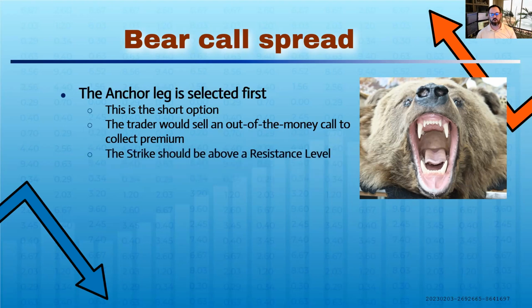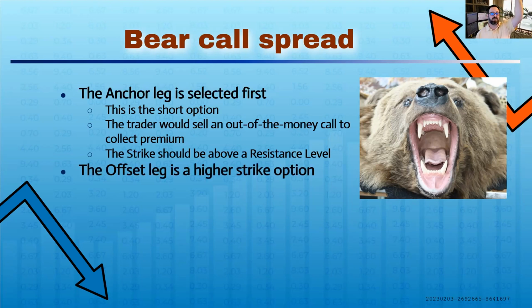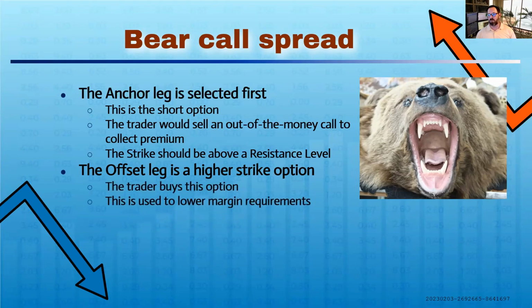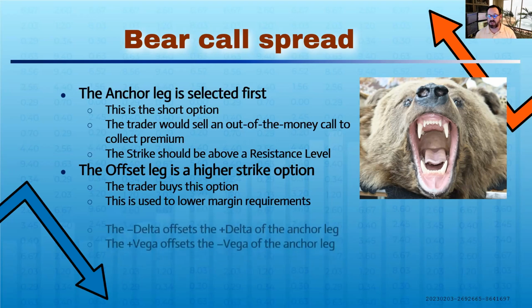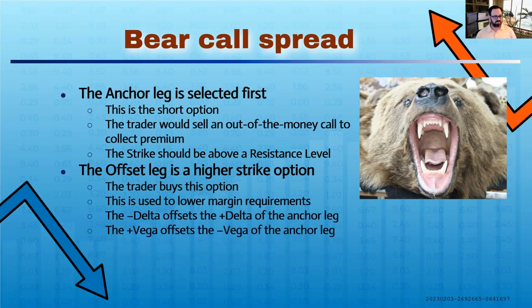Or what I call supply. We're looking at where prices are not likely to go, and the trader would sell an option above that resistance. The offset leg is going to be a higher strike option further above. And they're doing that, again, to reduce risk, to reduce costs, and maybe you can't sell naked options, so they're also offsetting that, okay? So basically, the trader buys that option to lower margin requirements. I'll get to that in a little bit, Hillary.